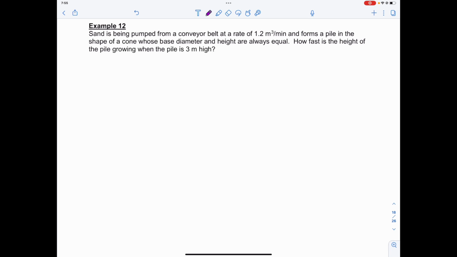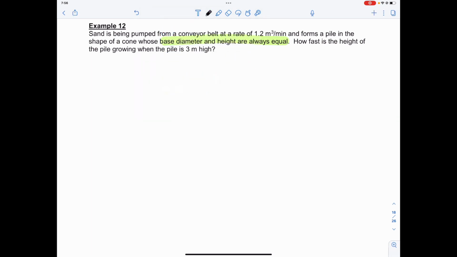Let's take a look at one last example. Sand is being pumped from a conveyor belt at a rate of 1.2 meters cubed per minute and forms a pile in the shape of a cone whose base diameter and height are always equal. So there's a constant ratio that always exists. How fast is the height of the pile growing when the pile is 3 meters high?